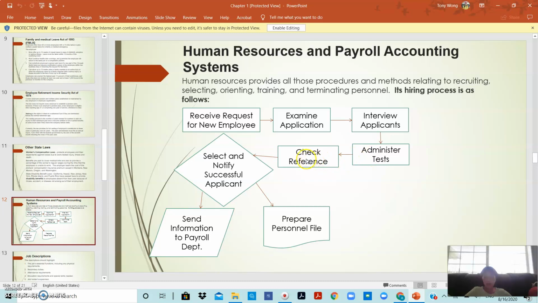And then later on, they check the references to verify whether the information on the application is true or not. And then they go through the selections to select the applicant. And after they get the selection, they send information to the payroll department and they prepare the personnel file.